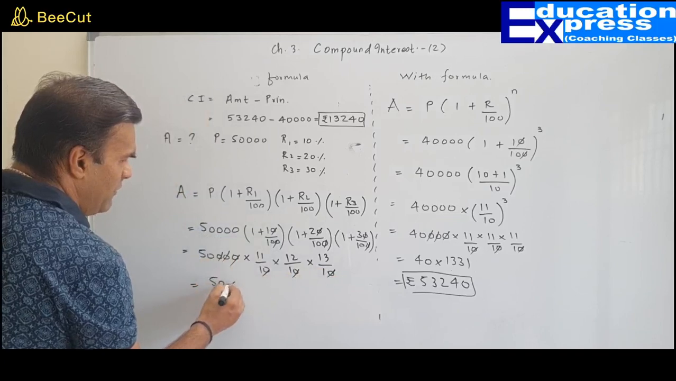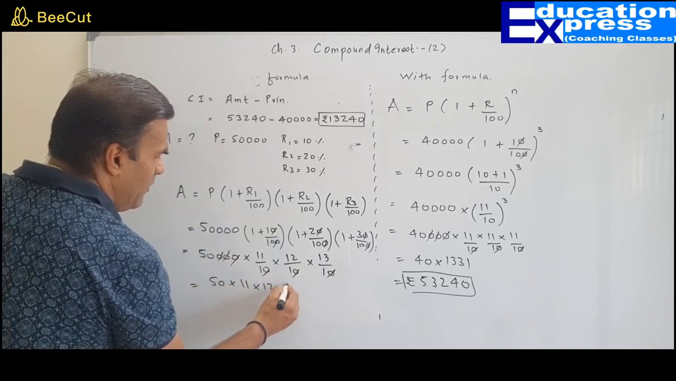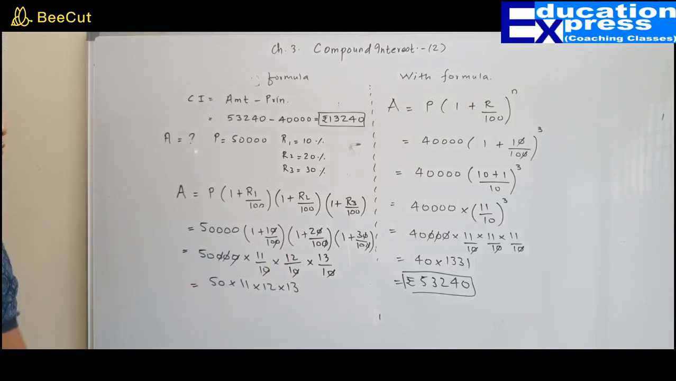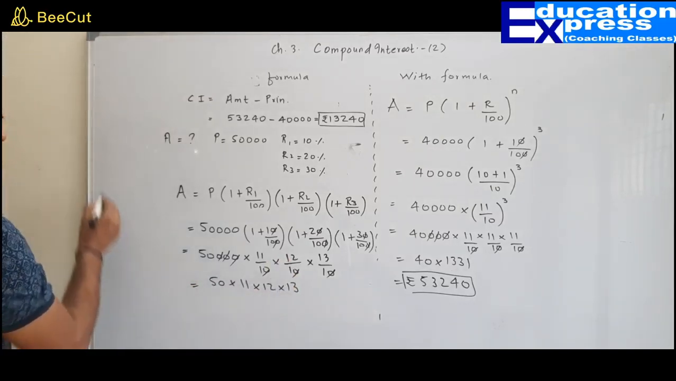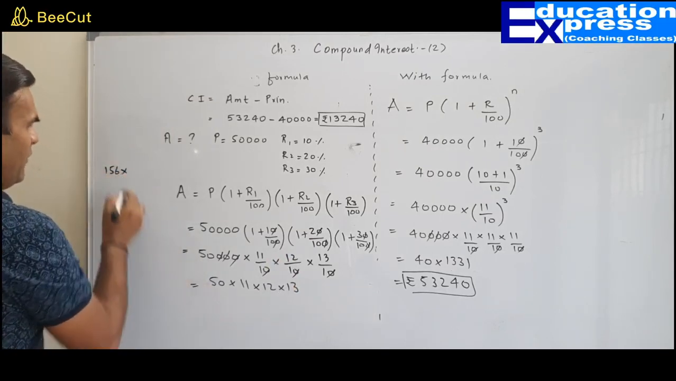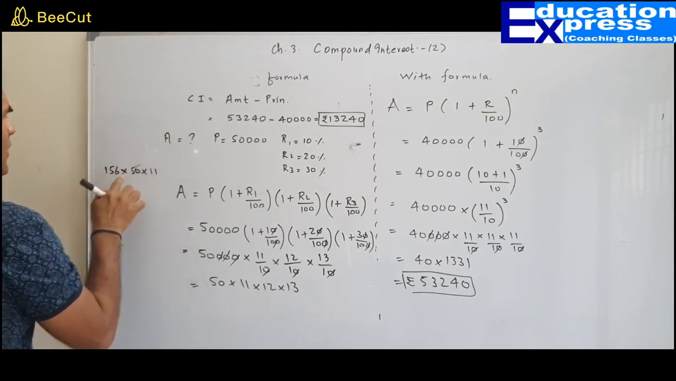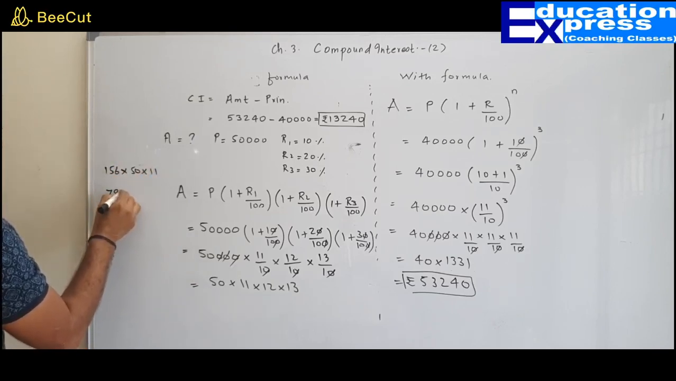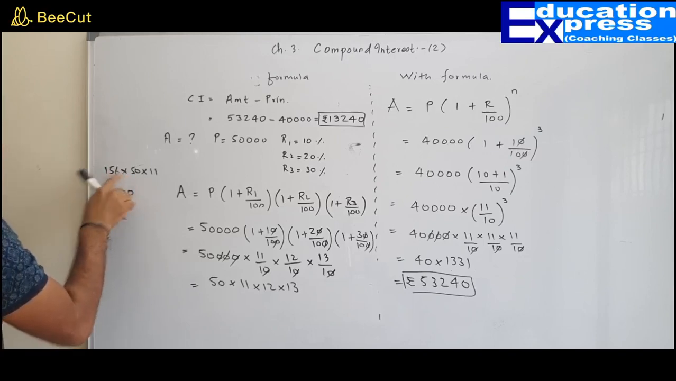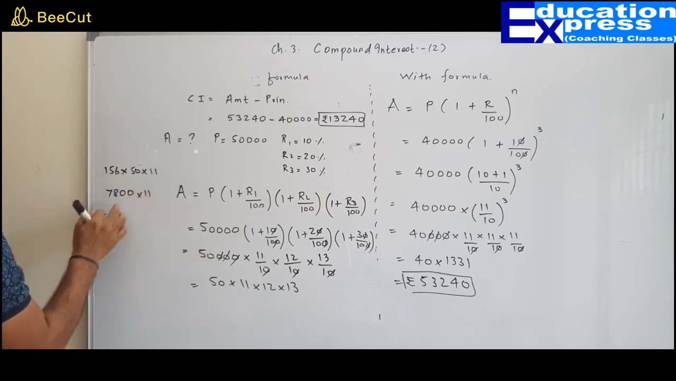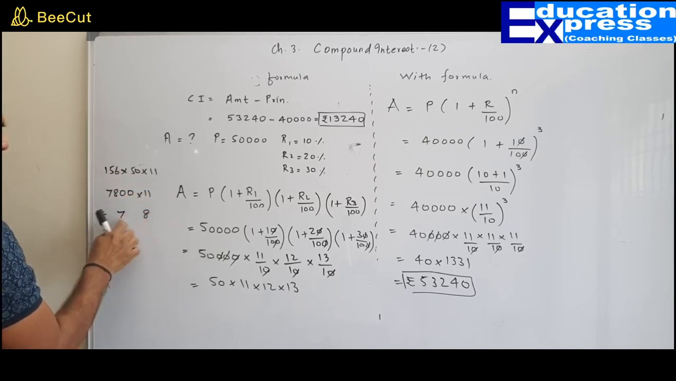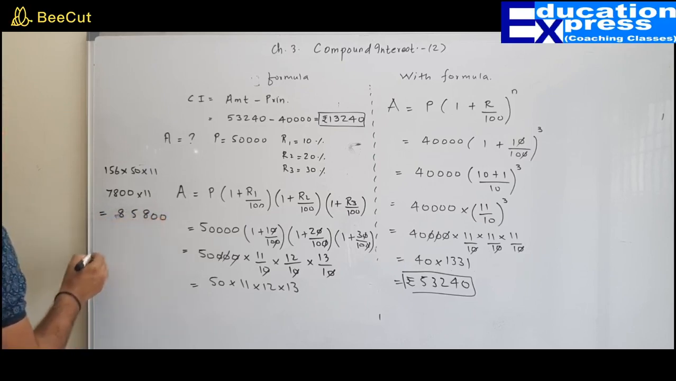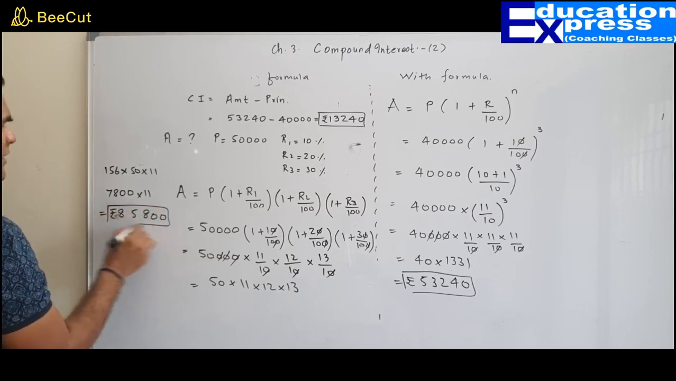So we get 50 multiplied by 11, multiplied by 12, multiplied by 13. How do we do this calculation? It is a normal calculation. 12 into 13 is 156, multiplied by 50, multiplied by 11. 156 into 50 is 7800. 7800 into 11: how to multiply this? 8, then 0, 0, 7 and 8 is 15, 5 carry 1. So it will become 85,800. This will be your final answer.